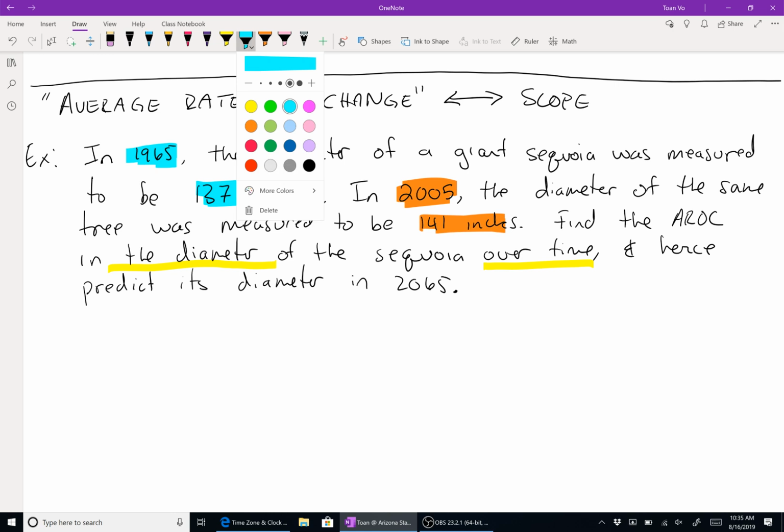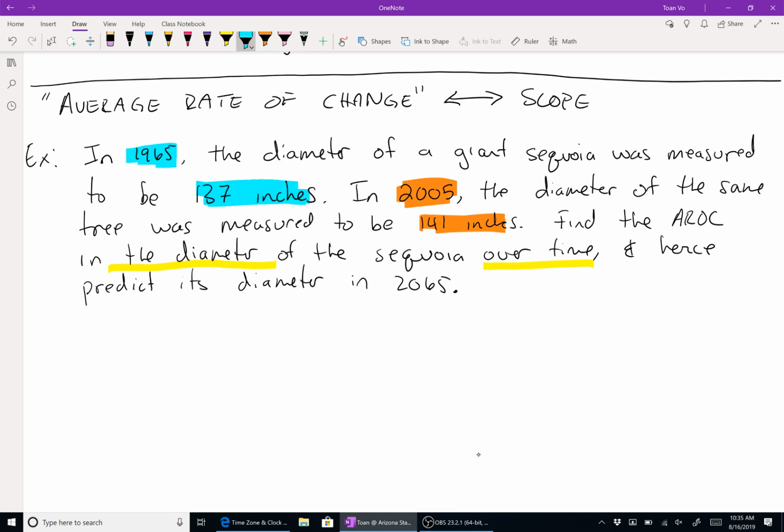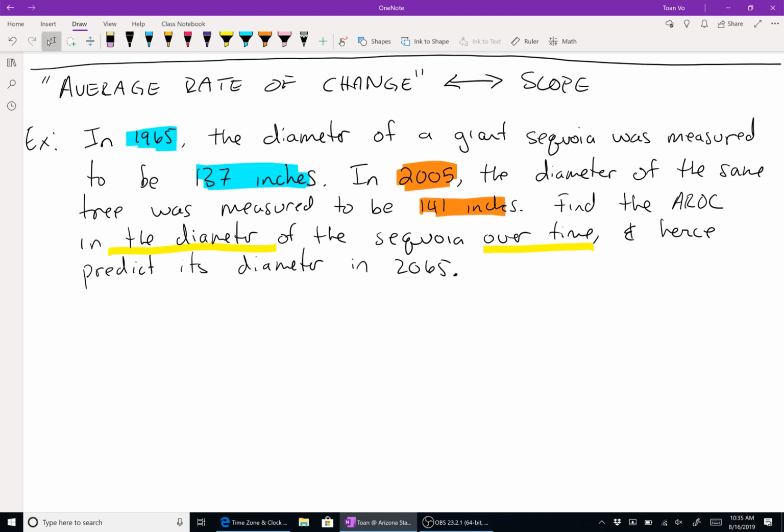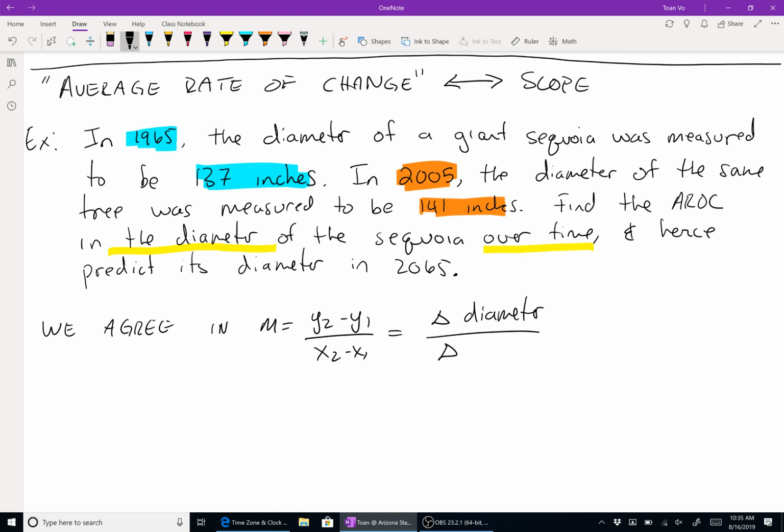Now we have to be very, very careful here. Actually, I'll just write this down in case you're looking at this video in the future. We agree in m equals y2 minus y1 over x2 minus x1, that we're going to put the diameter on top and the time on the bottom. That's what we just discussed, right? In math, the triangle symbol just means change. So this is change in diameter on top, change in time on the bottom.